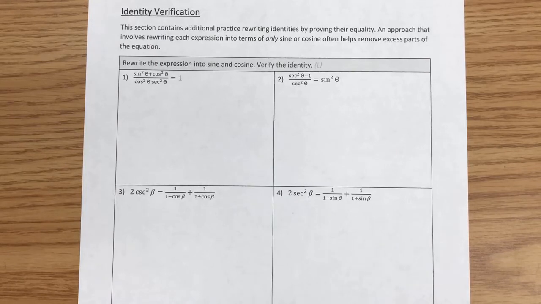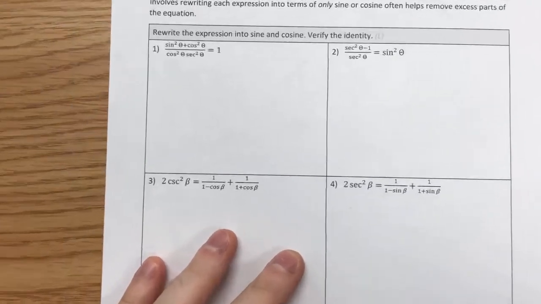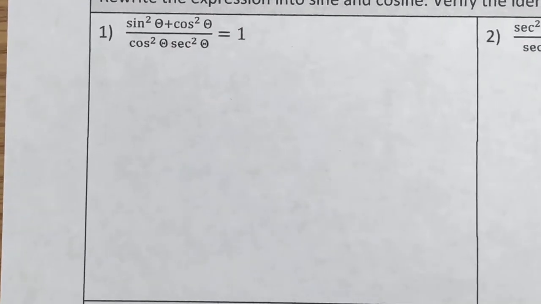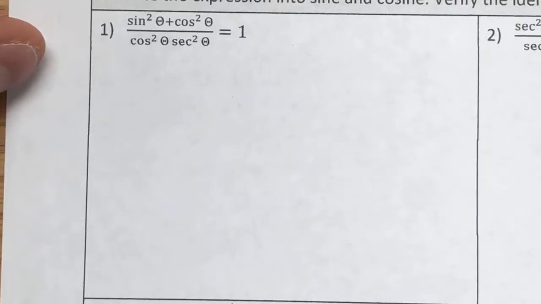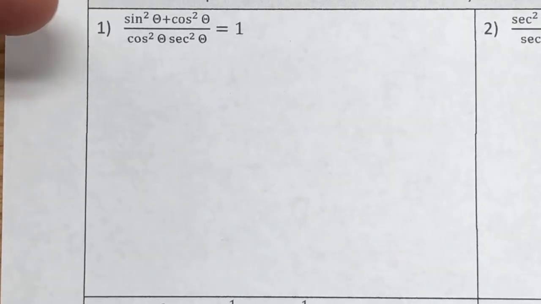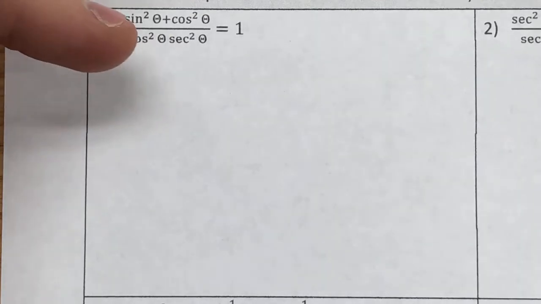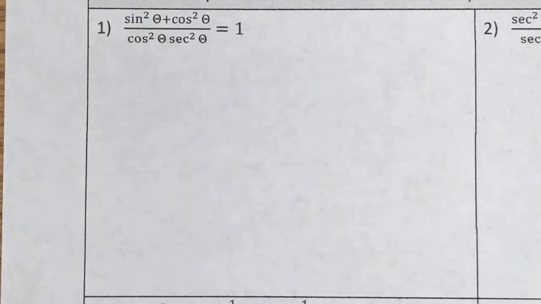So let's go ahead and, without further ado, jump into the first question and see, okay, I need to be able to prove that sine squared of theta plus cosine squared of theta over cosine squared of theta secant squared of theta is equal to 1.